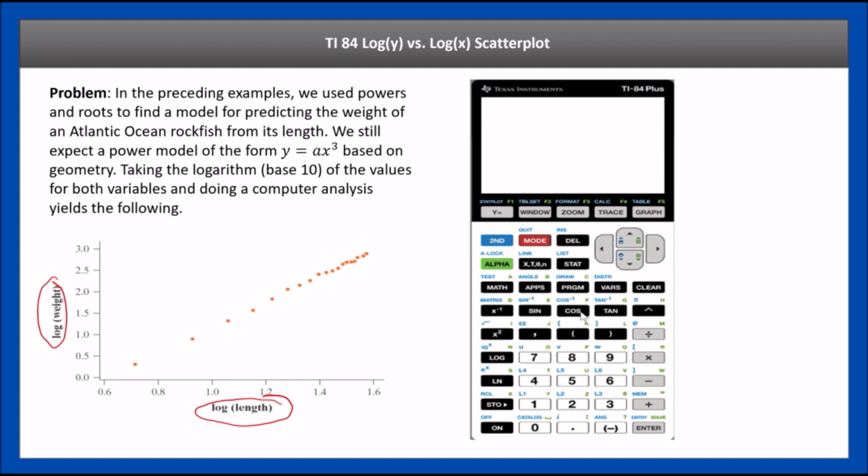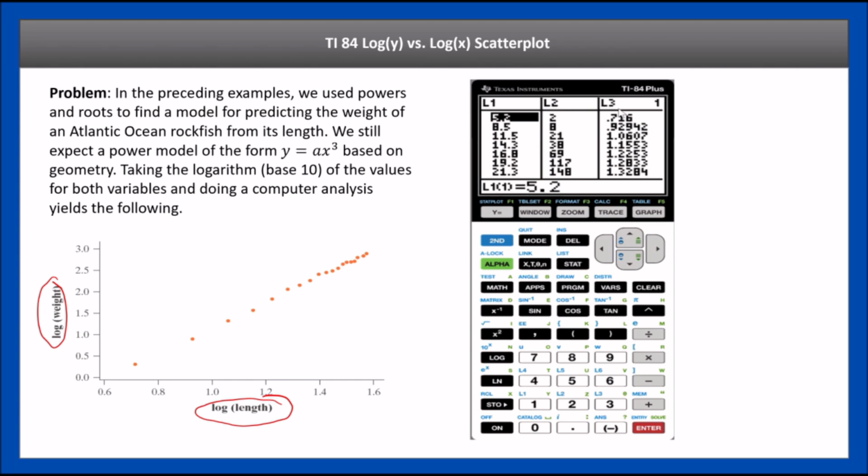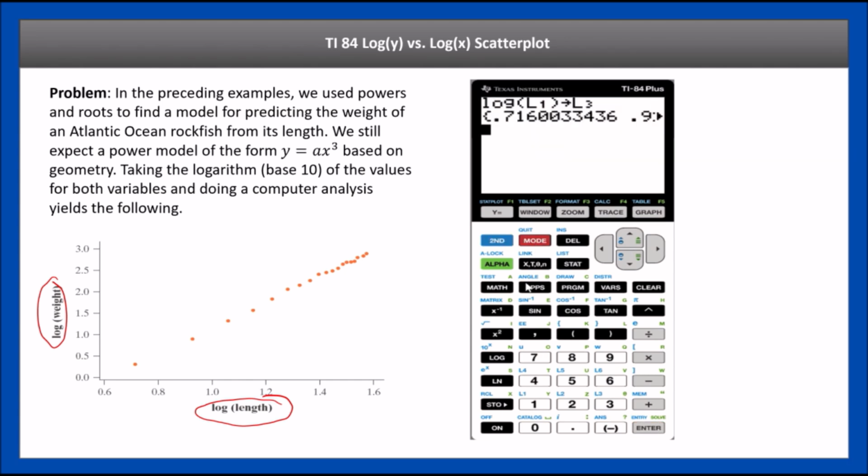We got to do the log. So we're going to do the log and then go to our list. So second stat, we're going to do L1. So we can take the log of the x data, close parentheses. We're going to store that into L3. So second stat L3. So the x transformations are going to go in L3. All right, so that's the log of the x's. Now I'll show you the L3. That's my x values transformed.